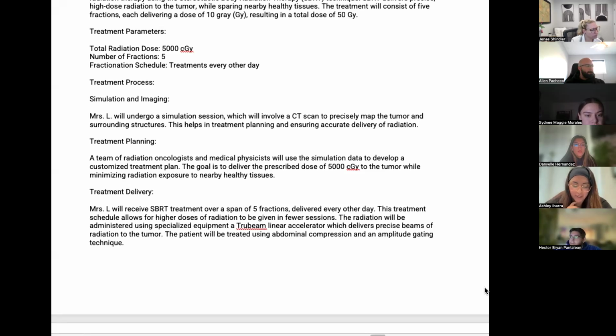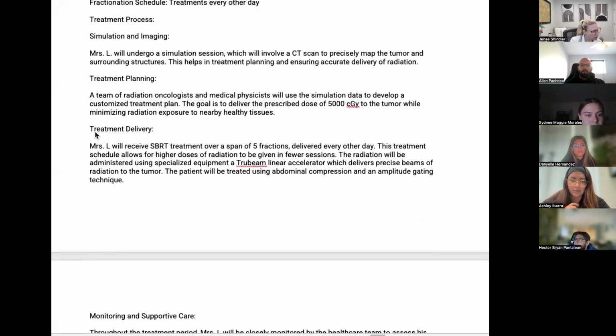Number of fractions: 5. Fractionation schedule: treatments every other day. We'll skip simulation. Treatment delivery, Danielle. Mrs. L will receive SBRT treatment over a span of 5 fractions delivered every other day. This treatment schedule allows for higher doses of radiation to be given in fewer sessions. The radiation will be administered using specialized equipment, a TrueBeam linac, which delivers precise beams of radiation to the tumor. The patient will be treated using abdominal compression and an amplitude gating technique.